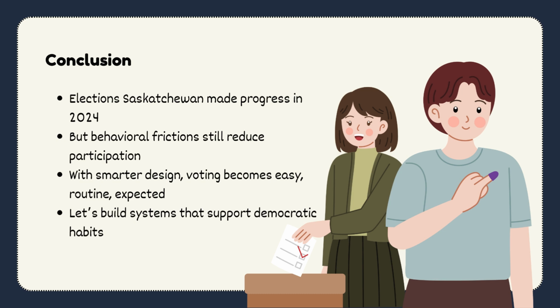As a conclusion, choice architecture is more than a design tool; it's a way to translate democratic rights into daily routines. Election Saskatchewan made real progress in 2024, but there is more to do. By aligning with behavioral science, status quo bias, framing, and friction removal, we can make voting an easy, habitual choice, not a burdensome decision. Thank you for your time.